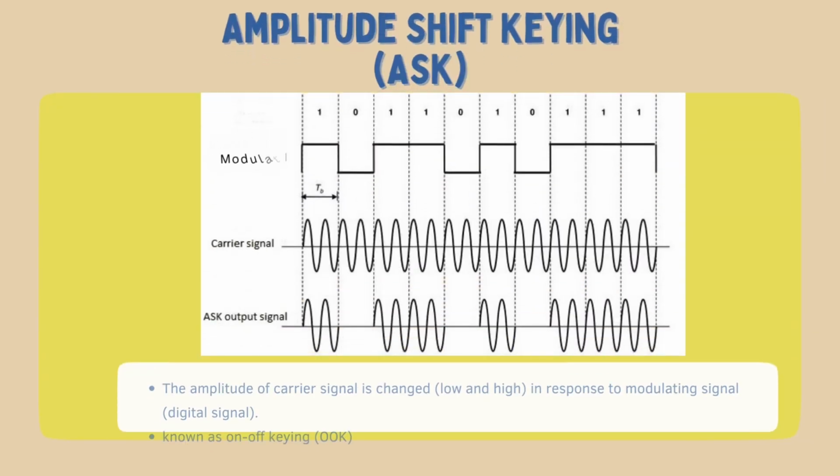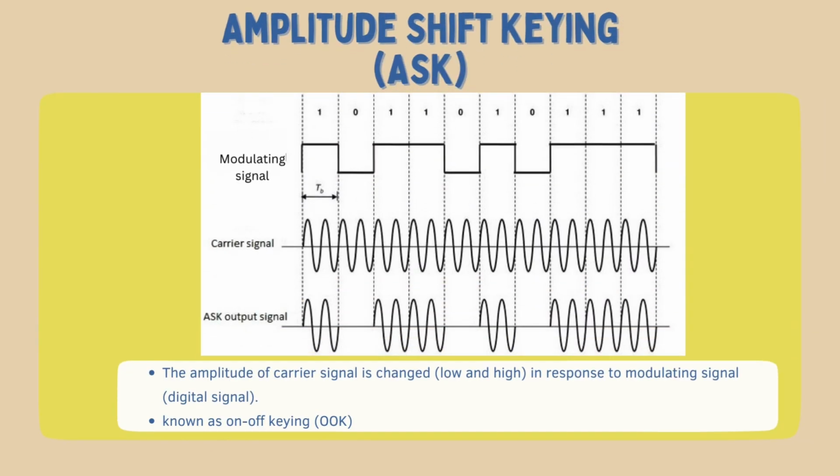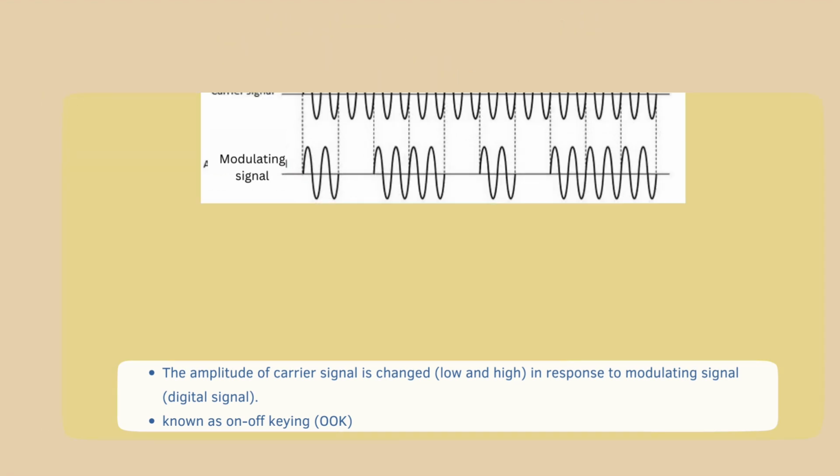So first technique is amplitude shift keying. It refers to changing amplitude of carrier signal. When digital signal is high in terms of bit is logic 1, the output is amplitude of carrier signal. Otherwise, if digital signal is low in terms of bit is logic 0, the output is 0. It is also known as on-off keying.